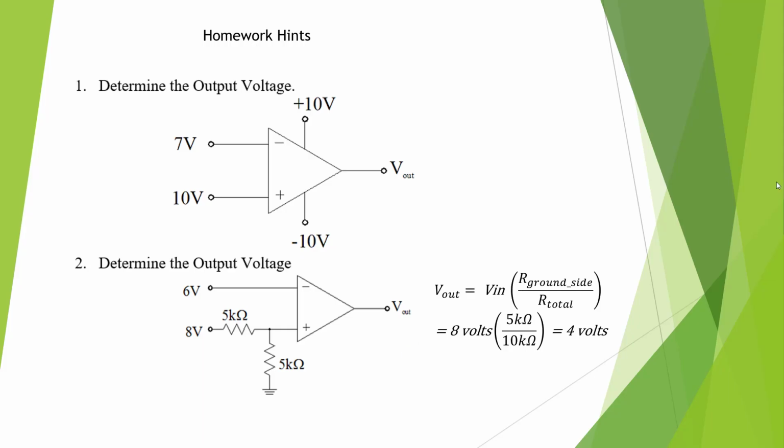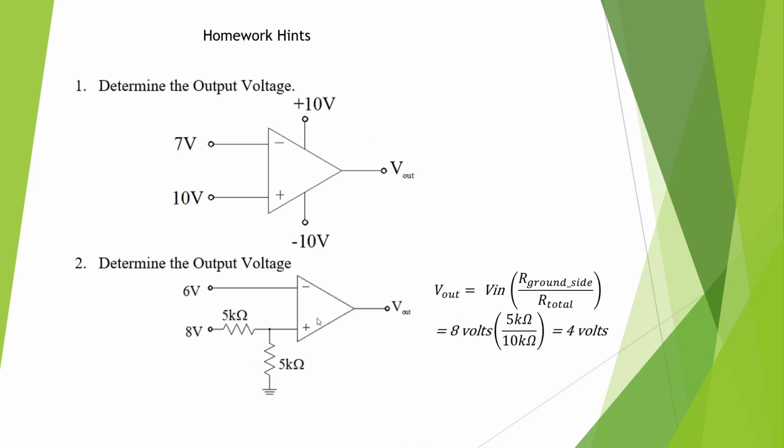Here we have our homework, and I'm going to give you hints on how to do these problems. I'm not going to do them for you, but I'm going to give you a good head start. First one is a standard comparator, and we have 10 volts, 7 volts, 10 volts going into the positive non-inverting side. So that means that 10 is greater than 7, so it's going to drive it to the positive rail, which is going to be about 9 volts, or simply positive rail.